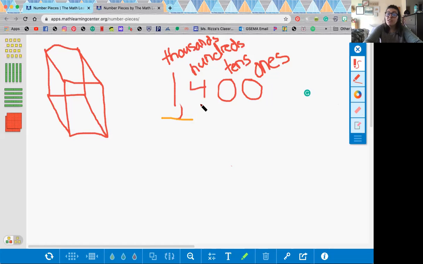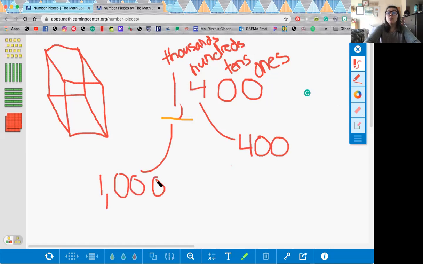the value of this 4 would be 400 because it's in the 100 spot and there's 4 hundreds. So the value of this 1 would be 1,000. And if there was a 2 here, it would be 2,000. If there was a 7 here, it would be 7,000. So this is a little introduction to 1,000. And your assignment today involves this, and I'll show you that right now.